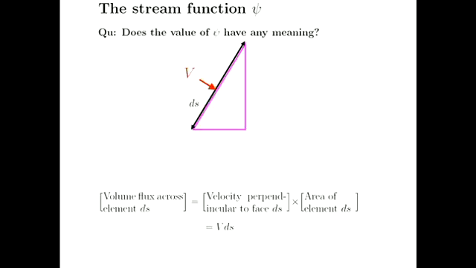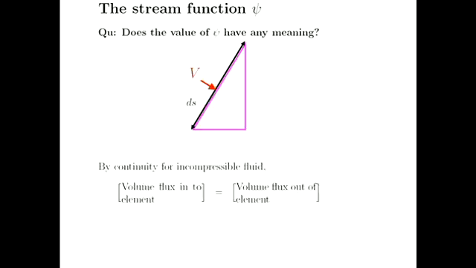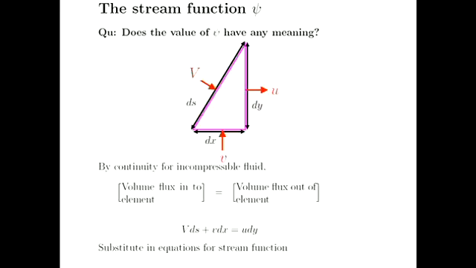So conservation of mass, again, tells me that the mass flux into my element must equal the mass flux out of my element. So I've got v ds flowing in, and I've also got v dx flowing in to that element, and I've got u dy flowing out. Does that make sense?